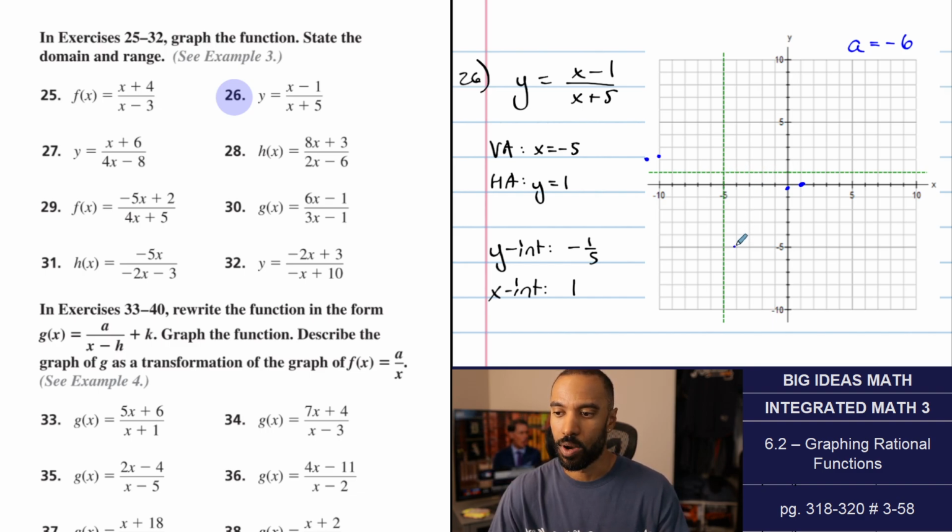So negative 6 over 1 is negative 6. 6 down from there. 6 divided by 2 is 3. 6 divided by 3 is 2. We can move forward. 6 divided by 12 is 1/2. 6 divided by 1/2 is 12. 12 down from 1 is negative 11.